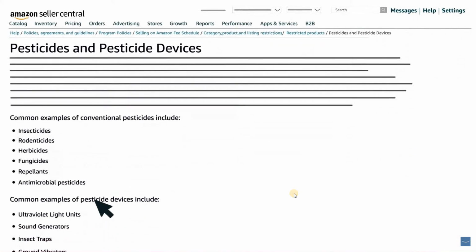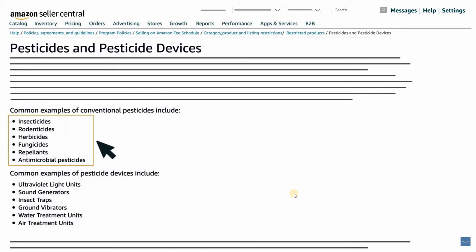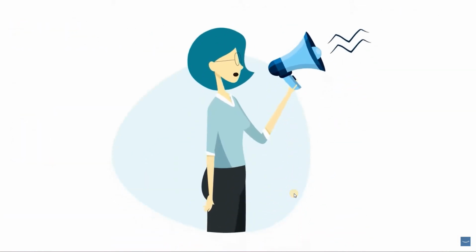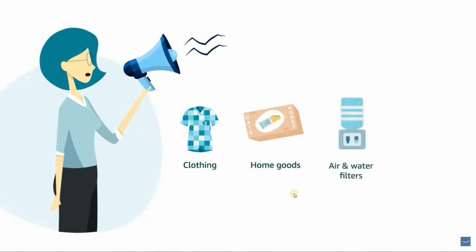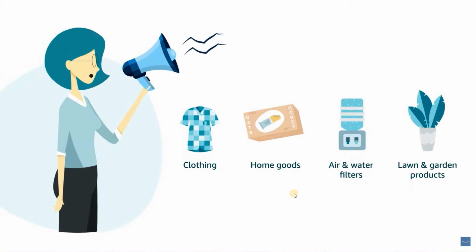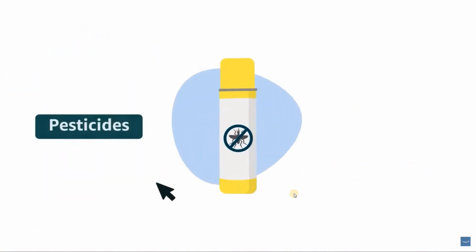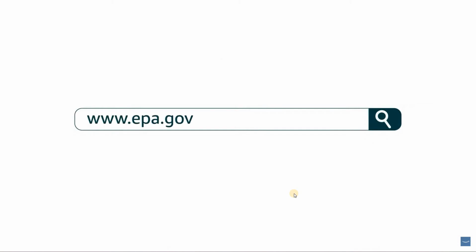The EPA classifies most products as pesticides or pesticide devices that are marketed to disinfect, repel insects, remove allergens, or prevent bacteria, or that make any other antiviral, antimicrobial, antifungal, antibacterial, or other pesticide-related claim. These claims are sometimes used in marketing a wide variety of products, including clothing, home goods, air and water filters, and lawn and garden products. EPA guidance on what is considered a pesticide or pesticide device can be found on the EPA website shown here.